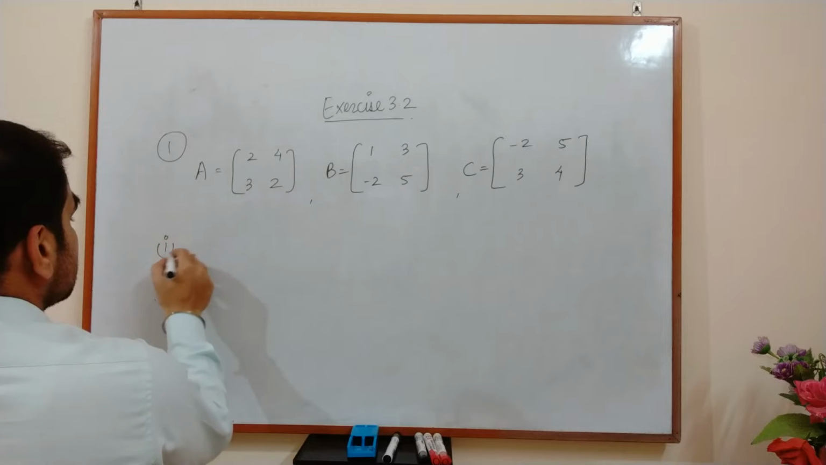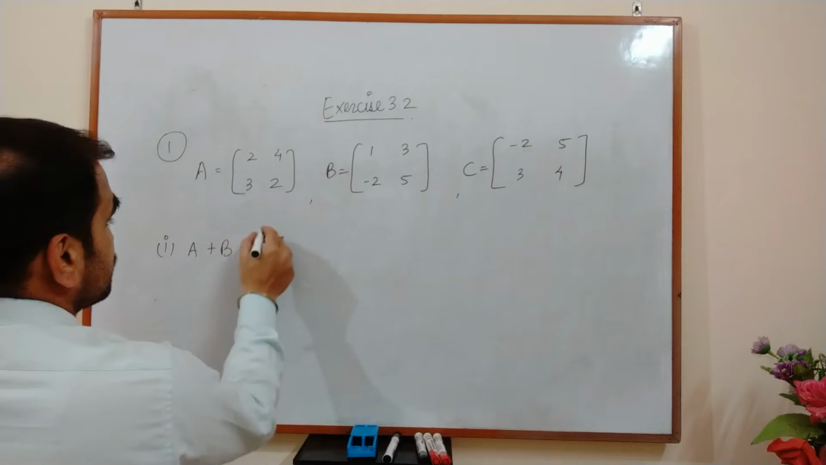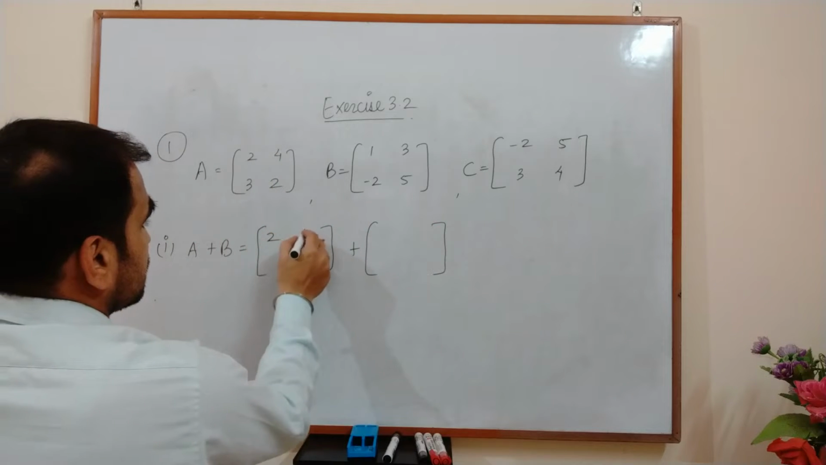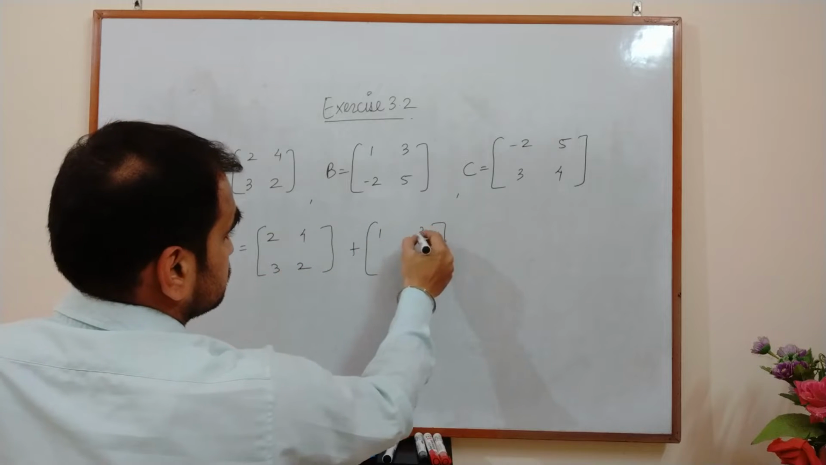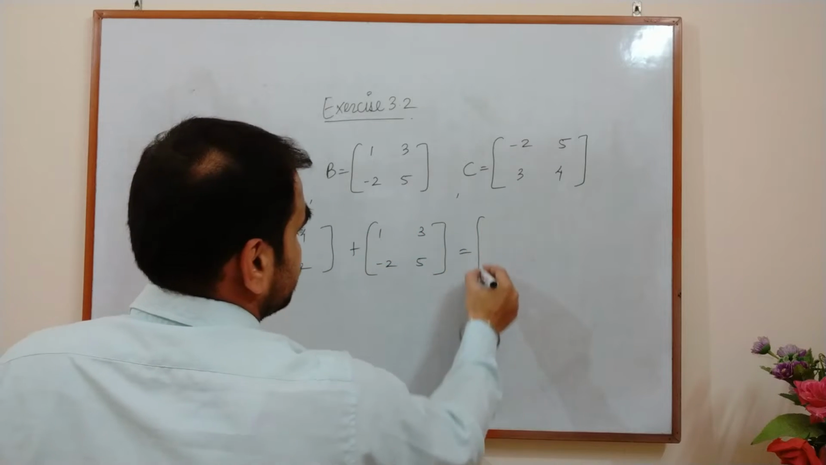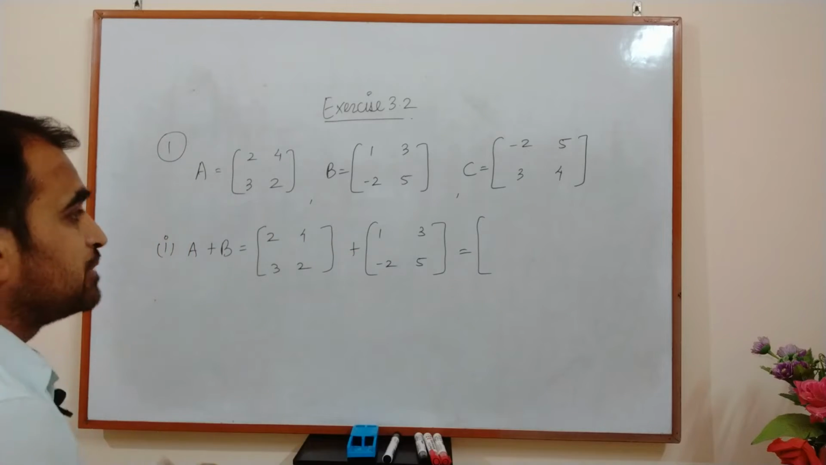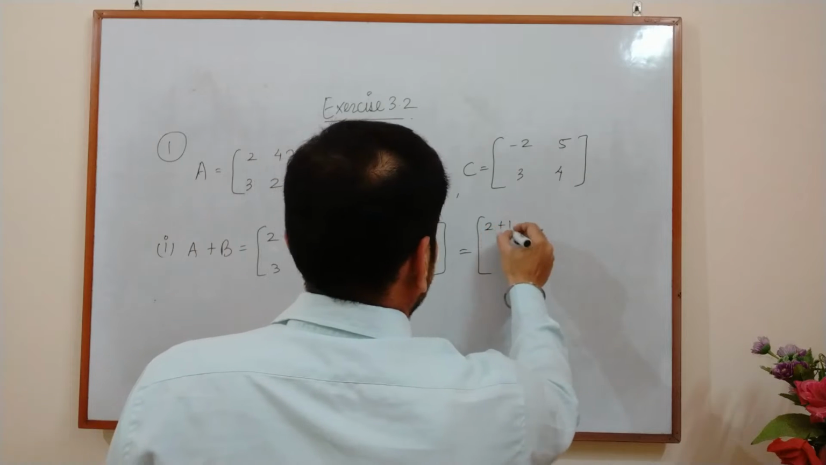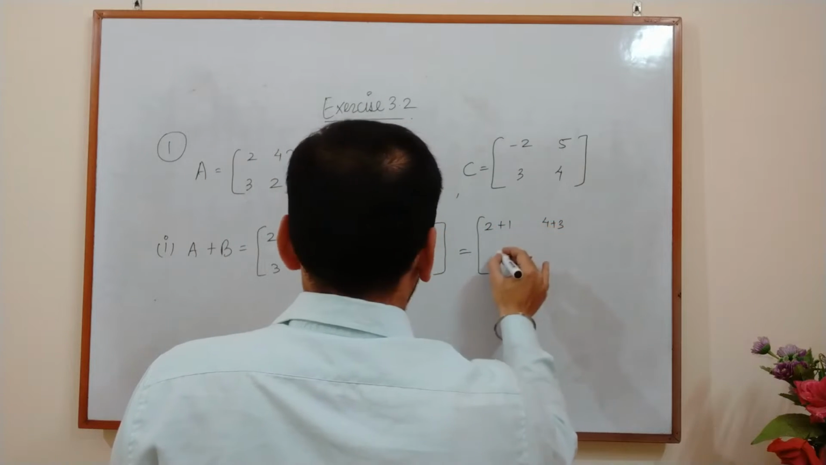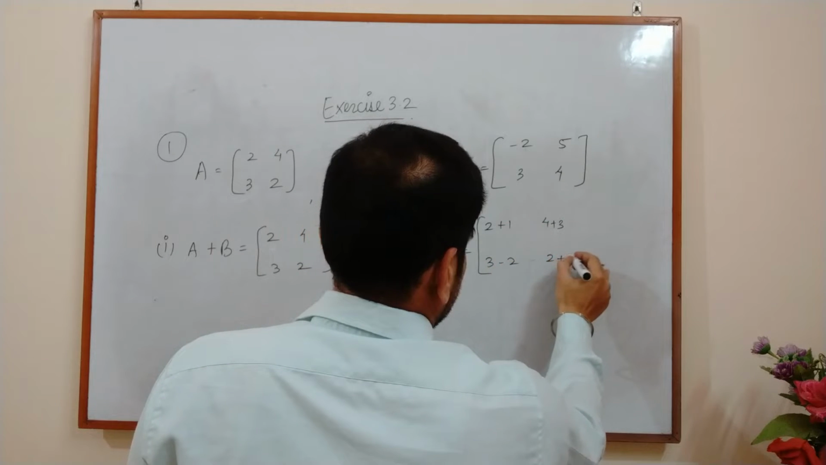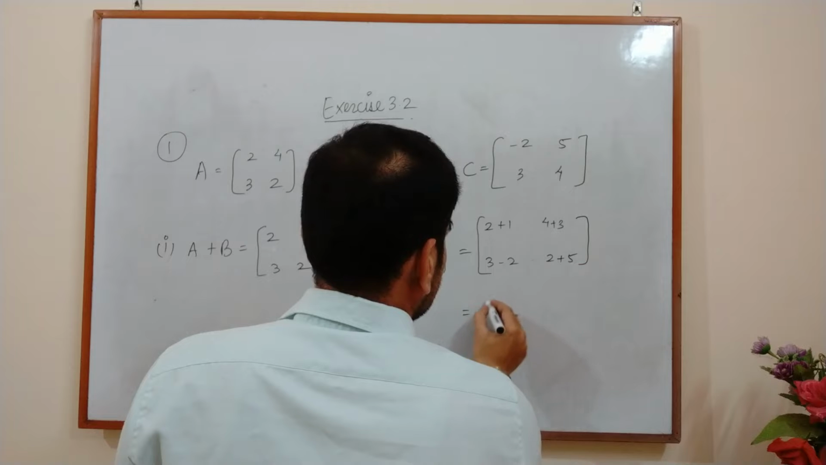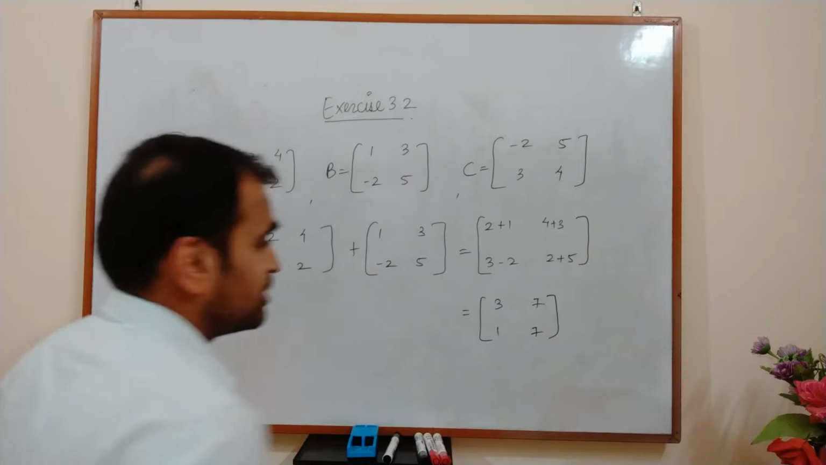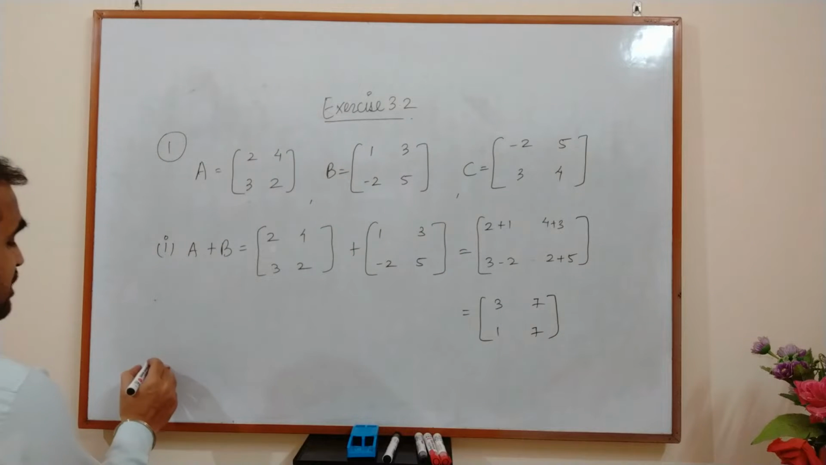The first operation is A plus B. So we have to add these two matrices. Matrix addition is very easy. We just add the elements, element by element. The first element of the first matrix plus the first element of the second matrix, that is 2 plus 1, similarly 4 plus 3, then 3 minus 2, and 2 plus 5. So the resultant is 3, 7, 1 and 7. This is the addition of two matrices, A plus B.